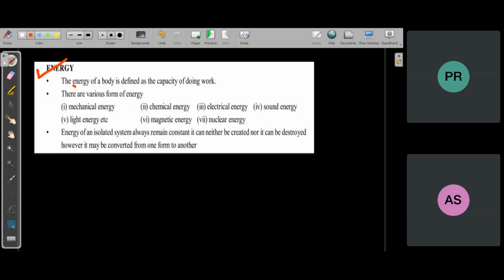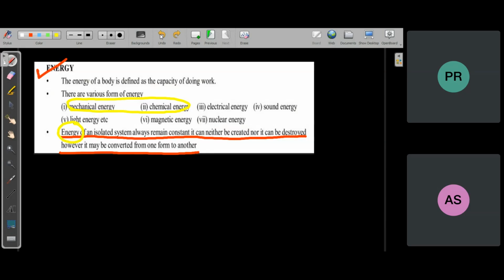Now, when you include all the forms of energy and add them together for a system, then it becomes the total energy, which is simply called energy. So the energy of an isolated system remains constant. It can neither be created nor destroyed. But here you have to understand very clearly that this energy is the addition of all the forms of energy. If you are just adding mechanical energy and chemical energy of the system, and you are not adding the other energy, nuclear, electrical, sound, then you cannot say that energy remains constant.